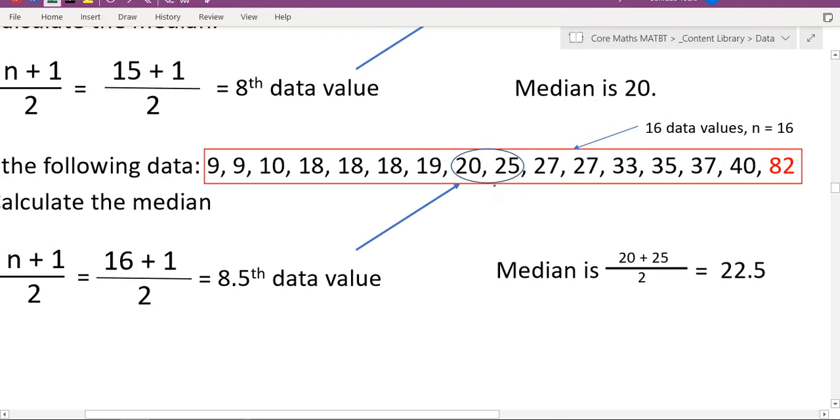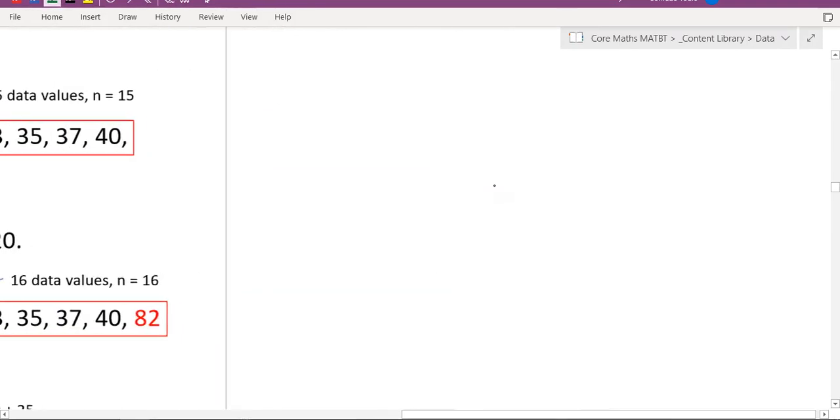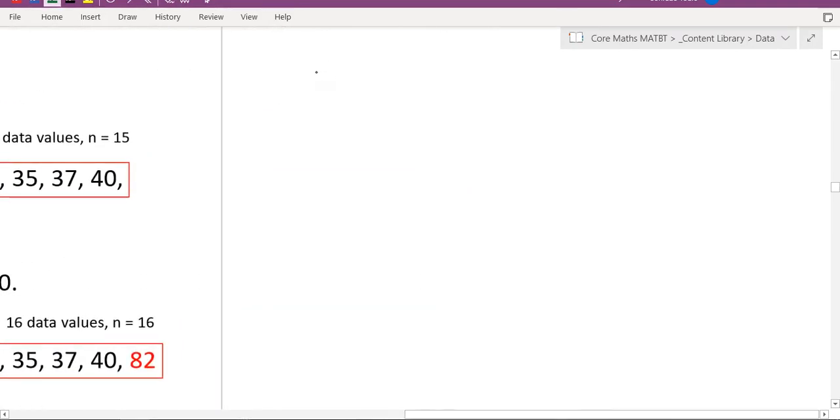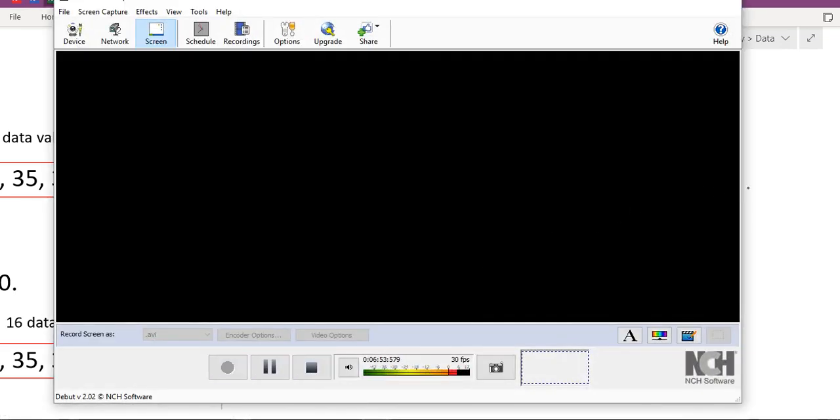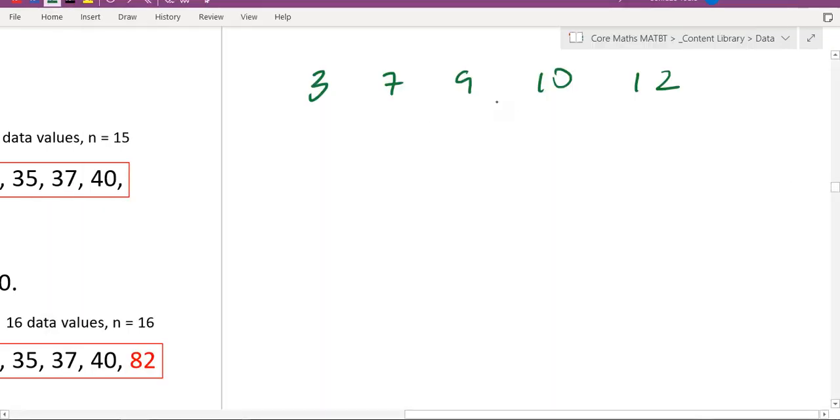I'll do an example here real quick. Let's use, really easy, 3, 7, 9, 10, 12. So what is my median here? 9, because 9 is the median. So here's my data set, and it's an odd number of numbers.